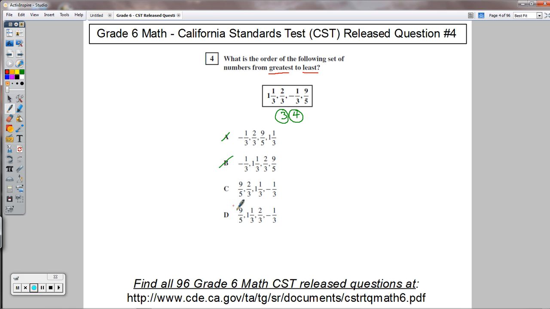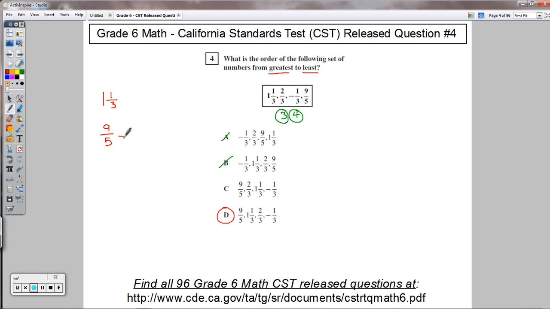However, should we just depend on process of elimination to get our answers? Absolutely not. Can we use it? Sure, but we shouldn't depend on it to get our answer. So let's figure out how we could actually know for sure, if the answers weren't even there, what the answer is. So 1 1/3, I need to compare that one to 9/5.